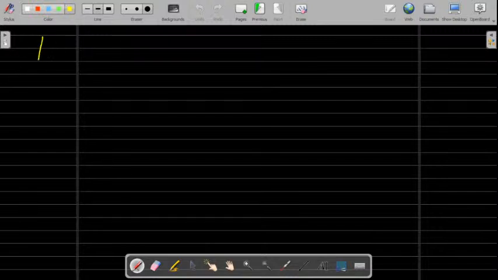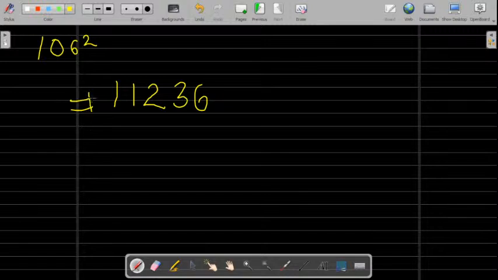So yeah, for practice I will take one more: 106 square. Do it. In mental calculation only you can do it. So 106, the difference is 6. So the number is 112, right? 112, and the 6 square is 36. So this is the square of the given number, right?